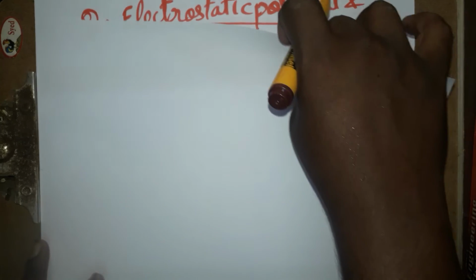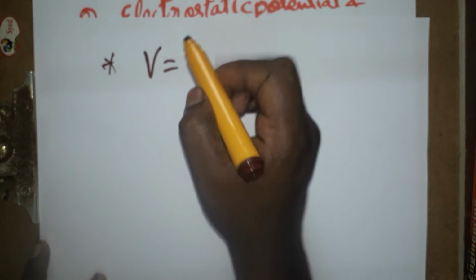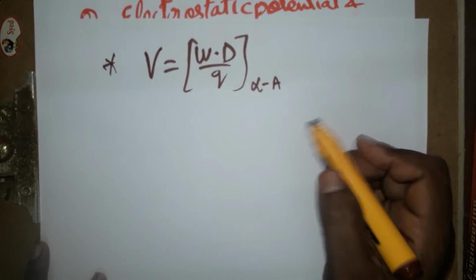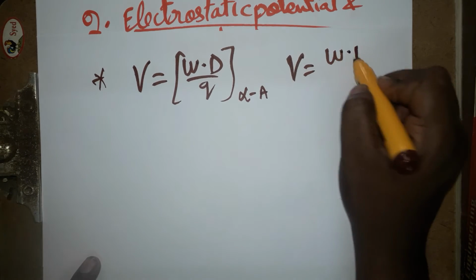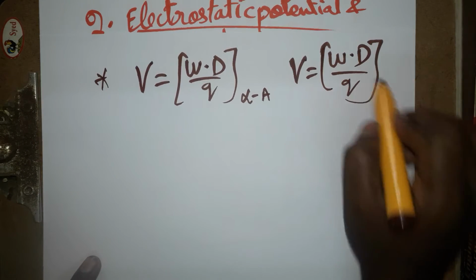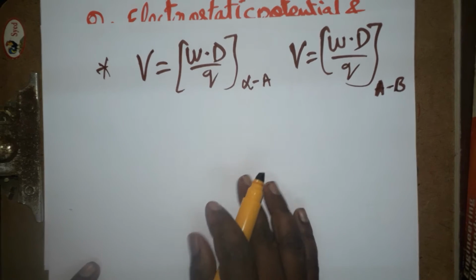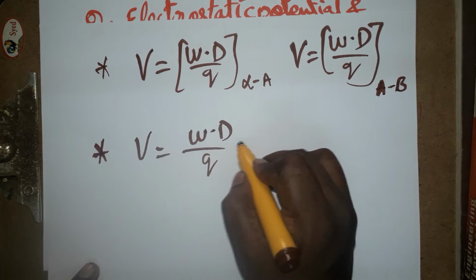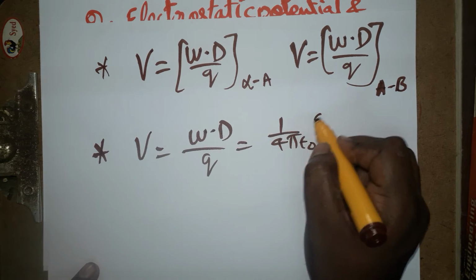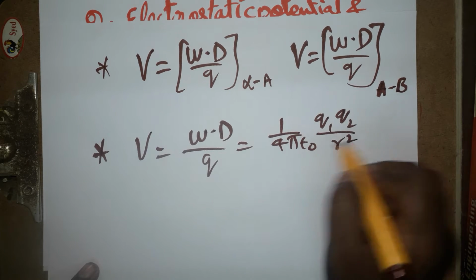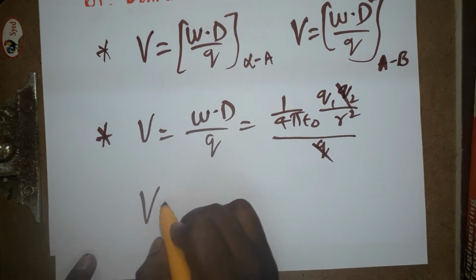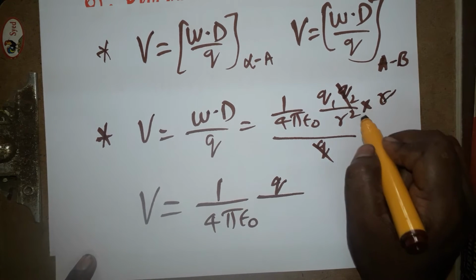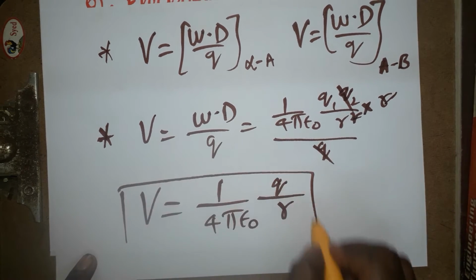If you want electrostatic potential, voltage is equal to work done per unit charge. When the charge is brought from infinity to the point A, it's the potential. The same formula, work done per unit charge, when the charge is brought from A to B, is the potential difference. Potential is work done per unit charge. Work done is 1 divided by 4 pi epsilon naught Q1 Q2 divided by r square, divided by Q, and that gets cancelled. So potential is 1 divided by 4 pi epsilon naught Q divided by r square, and r also gets cancelled, divided by r. This is the potential formula.